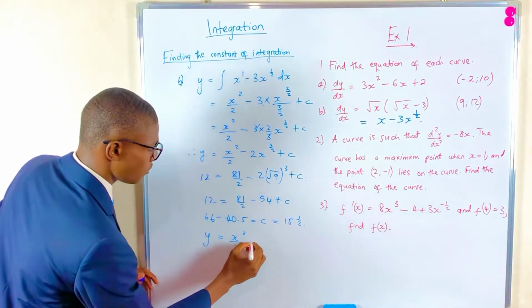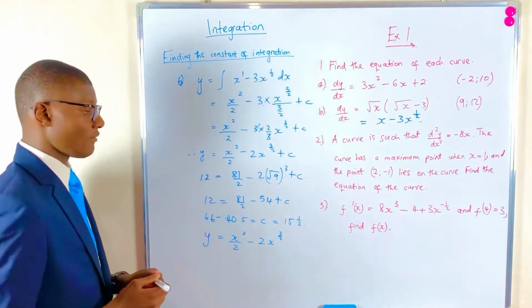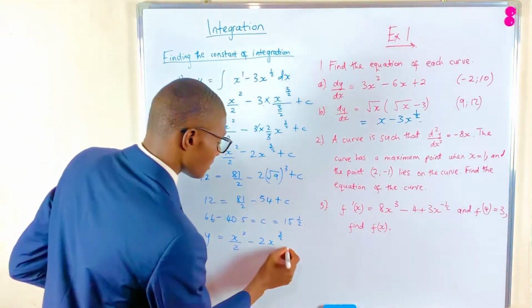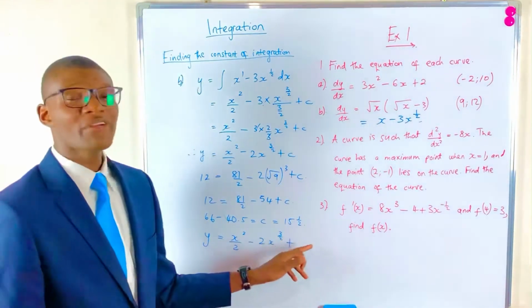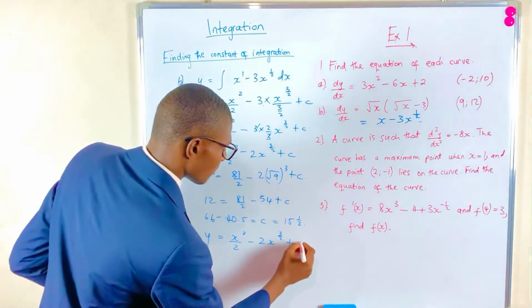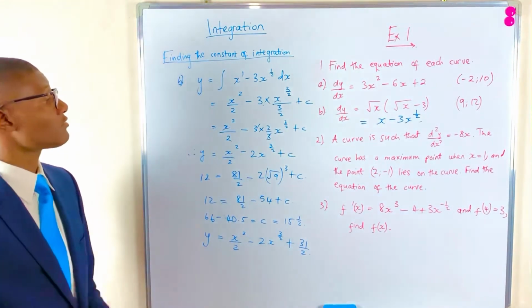squared over 2 minus 2x to the power of 3 over 2, plus c, the constant of integration, which is, let me rewrite this as an improper fraction, 31 over 2. So this would be the full equation for part B.